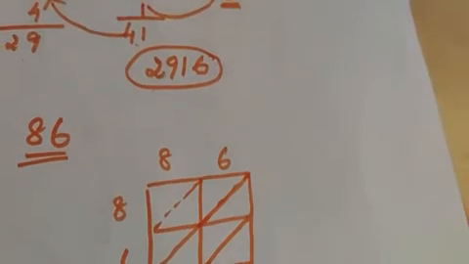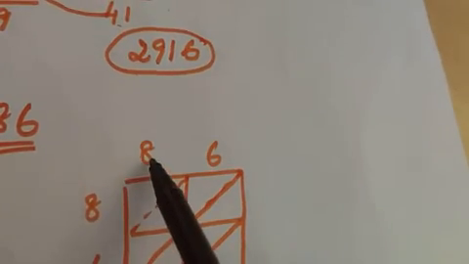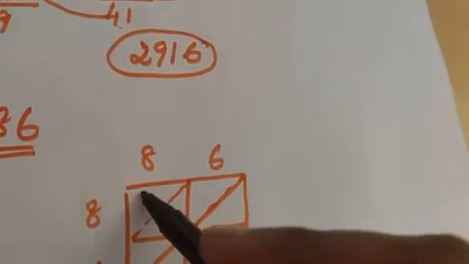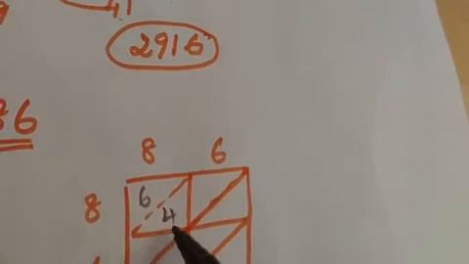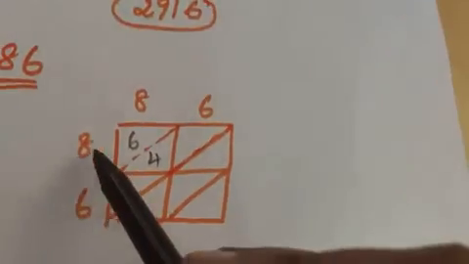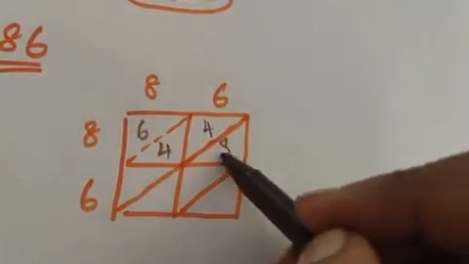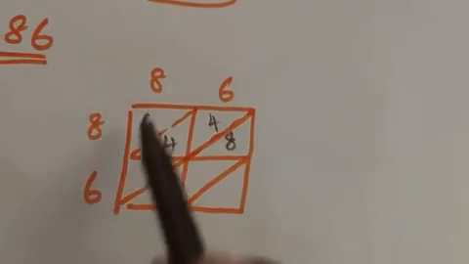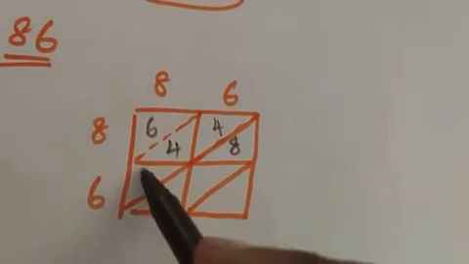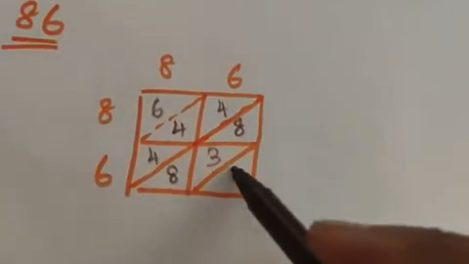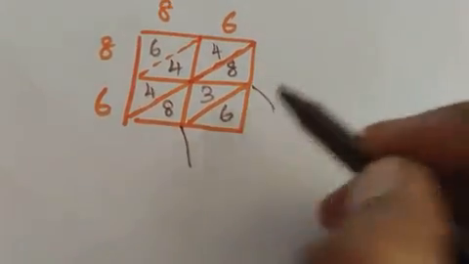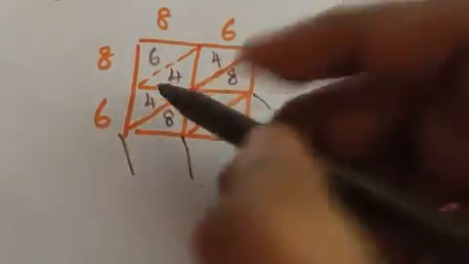Now what we have to do: 8 times 8 is 64. So 6 will be here and 4 will be here, the tens place and the ones place. Again 8 times 6 is 48, so 4 and 8. Here 6 times 8 is 48, so 4 and 8. Then 6 times 6 is 36, so 3 and 6. Now we have to go diagonal-wise.